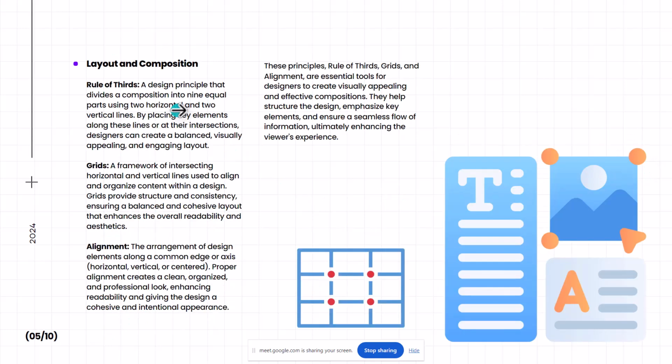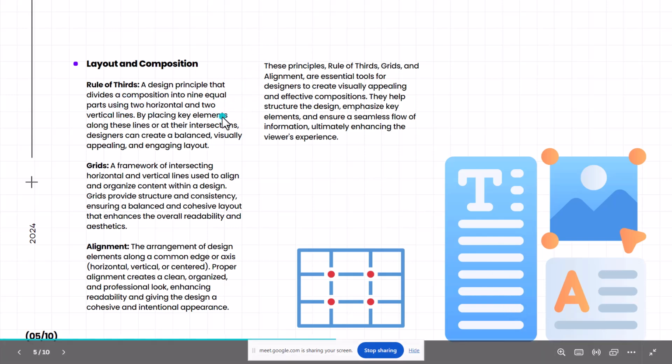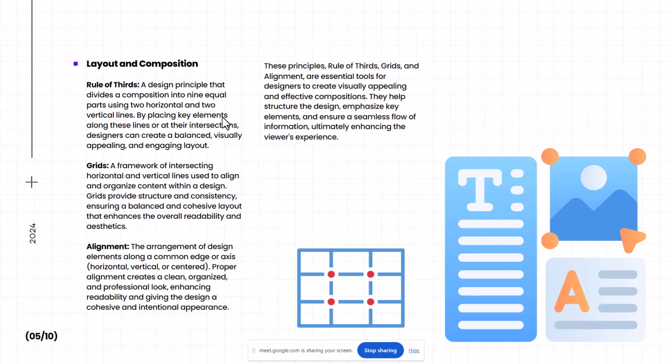Okay, so next up is layout and composition. So layouts, it talks about the way you arrange your elements in a design. So if I can go back, let me just read this one first. Rule of thirds, a design principle that divides a composition into 9 equal parts using two horizontal lines and two vertical lines.